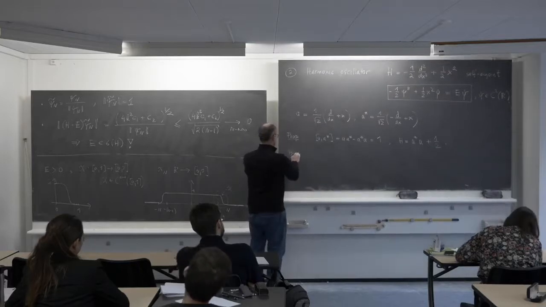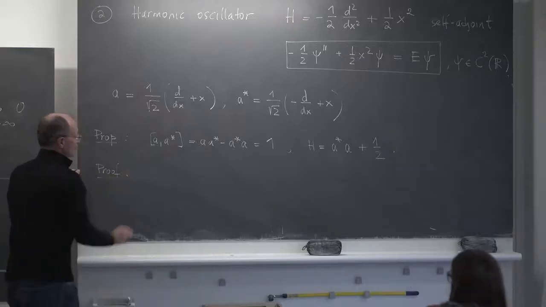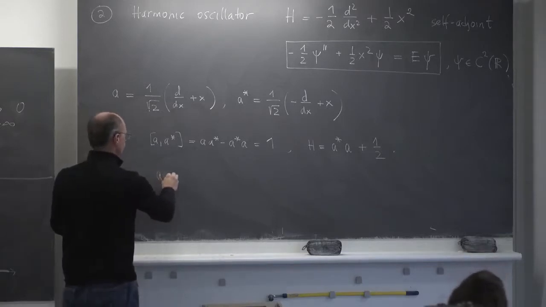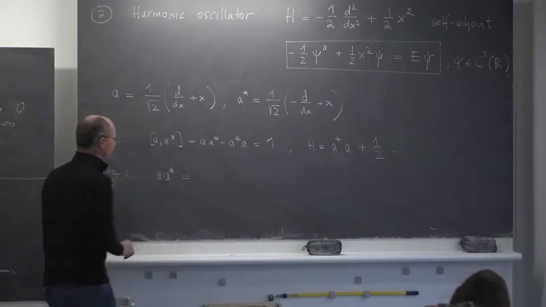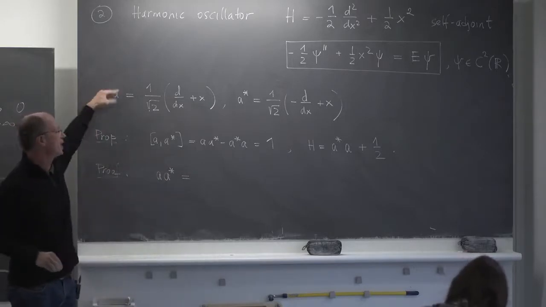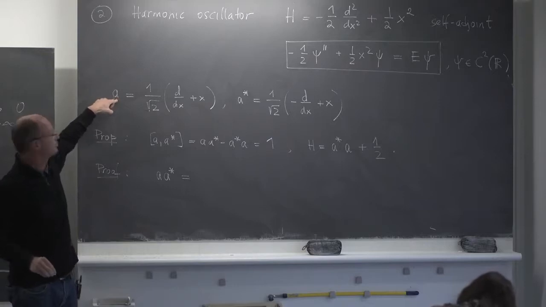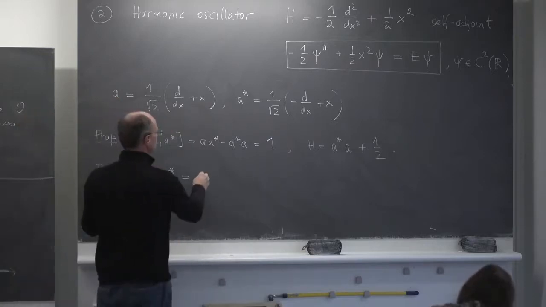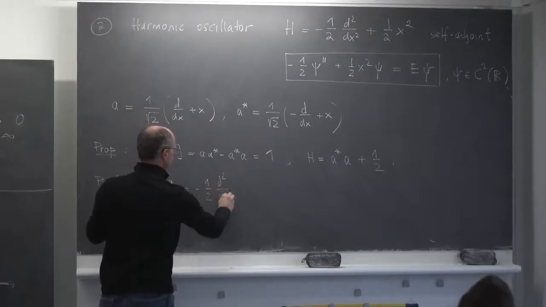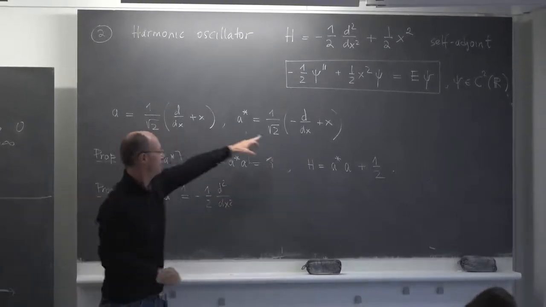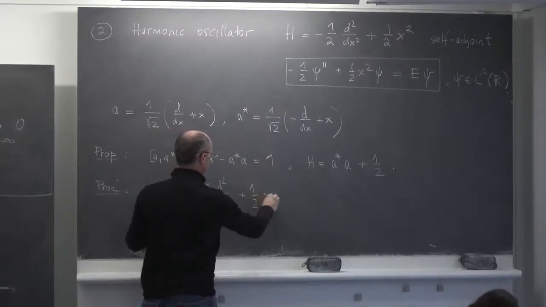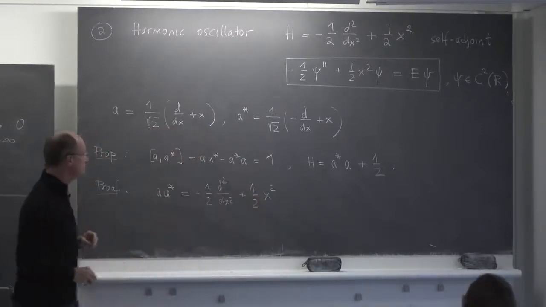So then the proof is more or less obvious. So let me simply write down the composition A star A. So what will happen when I compose those two operators? Well, there will be minus 1/2 times the second derivative, right? So there will be plus 1/2 times x squared.